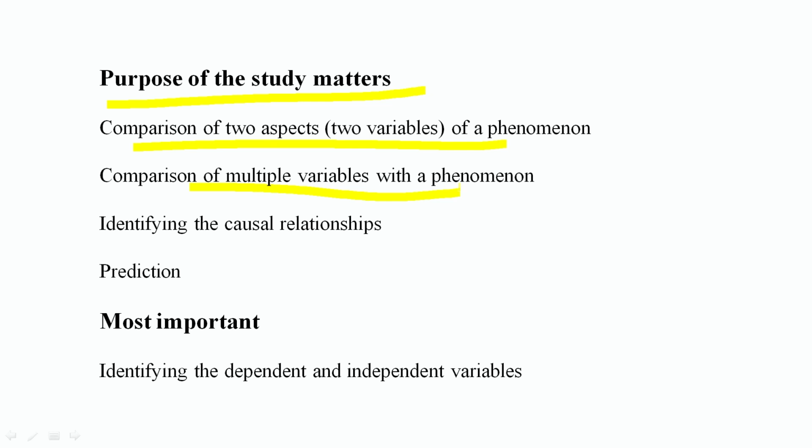Another example is a causal relationship, that is, what change happens in a dependent variable if some change happens in an independent variable. Then another purpose is predicting what will happen, a prediction that is related to model design. So the most important aspect of quantitative research here is to identify your dependent variables and independent variables clearly, so that your study would give you the desired outcomes.